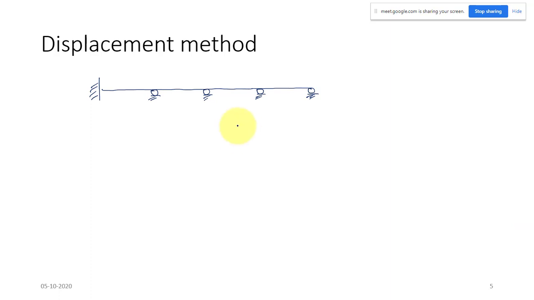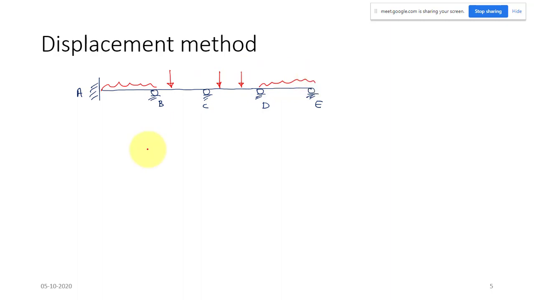Okay. So we have a continuous beam. Let us say a continuous beam like this: A, B, C, D. And we have some loading in the beam. Some arbitrary loading I have applied.